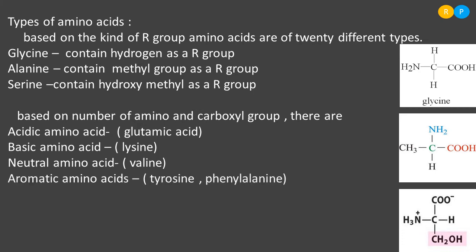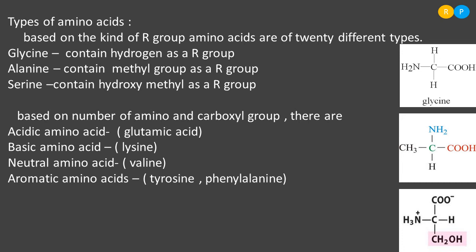And there are some aromatic amino acids also present. Why are they called aromatic amino acids? Because they consist of a cyclic variable group, right? Because they consist of a cyclic variable group, they are considered aromatic amino acids. The best examples are tyrosine and phenylalanine.